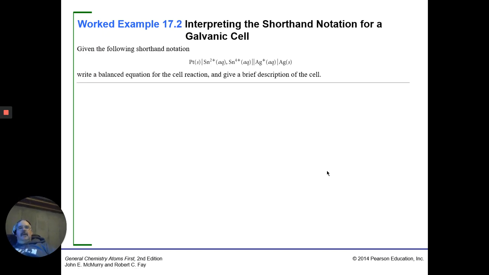Right, interpreting the shorthand notation for a galvanic cell. Okay, the two elements that are undergoing oxidation and reduction are tin and silver. Platinum is an inert material which is used to conduct electricity, and this is actually not part of the half reaction. Okay, the reason that we need the platinum electrode is that both forms of tin are in solution. Okay, and since they're in the same phase, we separate them with a comma rather than with a vertical line.